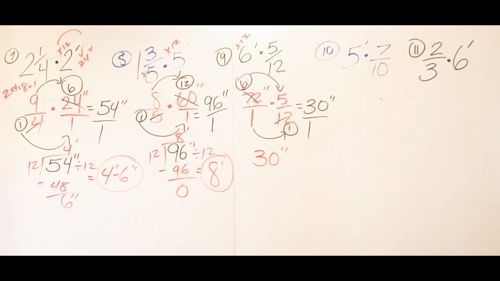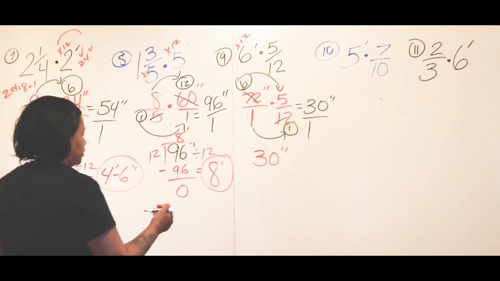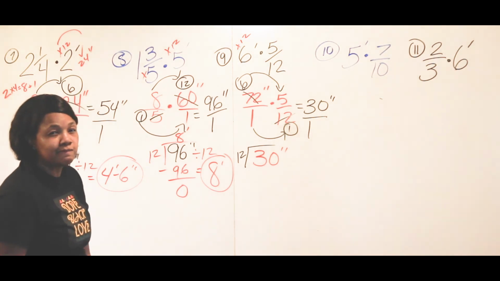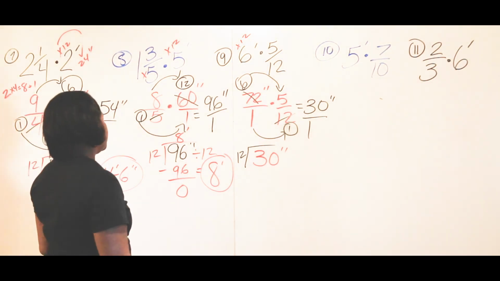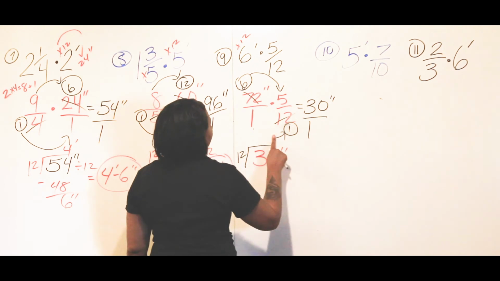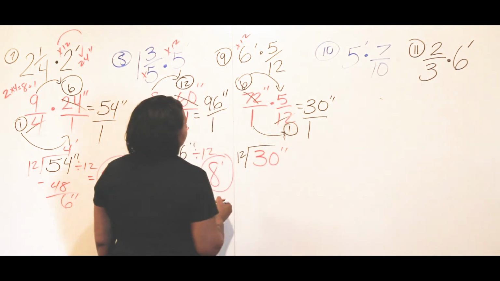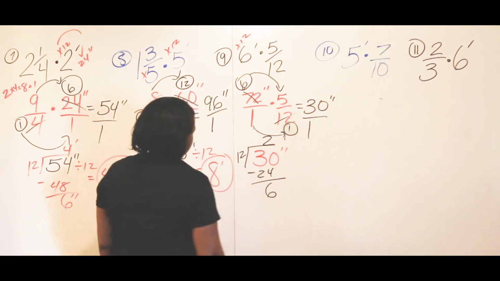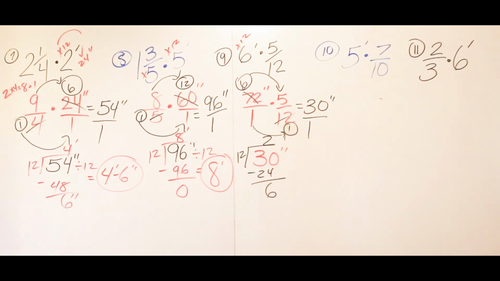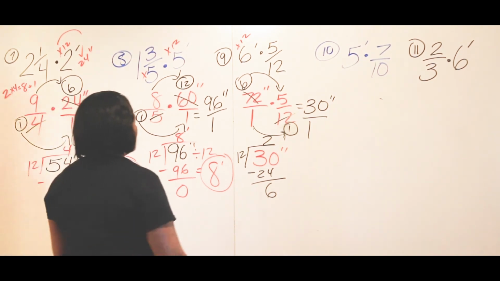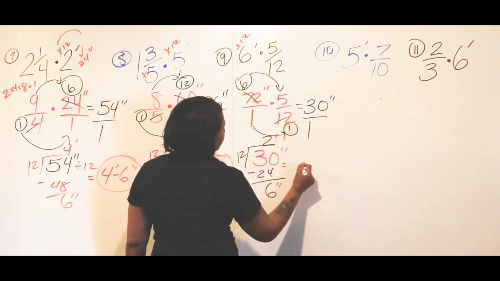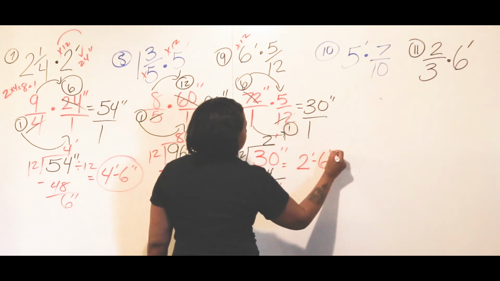No, it is not. We need to convert to feet and inches. How many 12s can I get out of 30? Absolutely not 6. But I think I know why you said 6. There's our 24, there's your 6. So that 2 represents your whole number of what? Feet. And anything that's left over is inches. So the final answer is 2 feet, 6 inches.